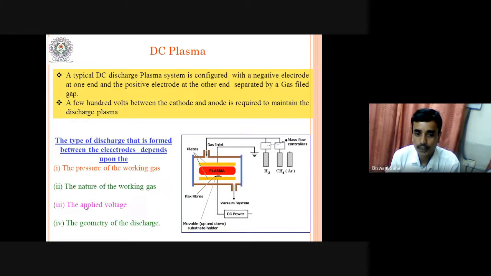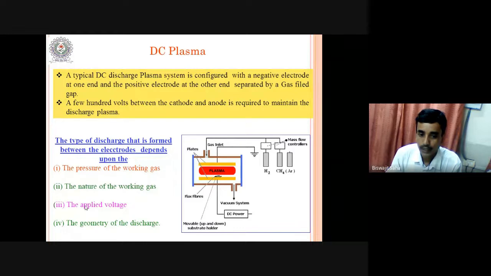The type of discharge formed between the electrodes depends upon many factors. The important factors which are required to be monitored, as already mentioned, are the pressure inside, the nature of the working gas, because different gases require different applied voltage based on their ionization potential. Argon and helium are inert gases, so they require high voltage for creating the plasma state. And the applied voltage should be controlled in order to accelerate the ions. Once the plasma state is achieved, the voltage can also be increased in order to accelerate the ions towards the electrode. And the geometry of the discharge is also very important, because the electrodes can be circular shaped or have different other shapes. So depending on the shapes of the electrodes, the plasma also takes different kinetics and different angles of collision. So these are the things which should be looked after carefully for producing a good quality thin film by DC plasma.